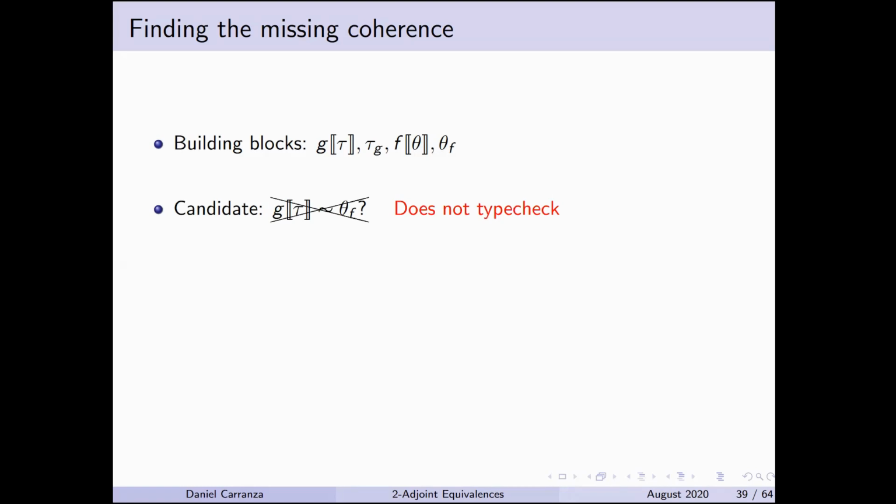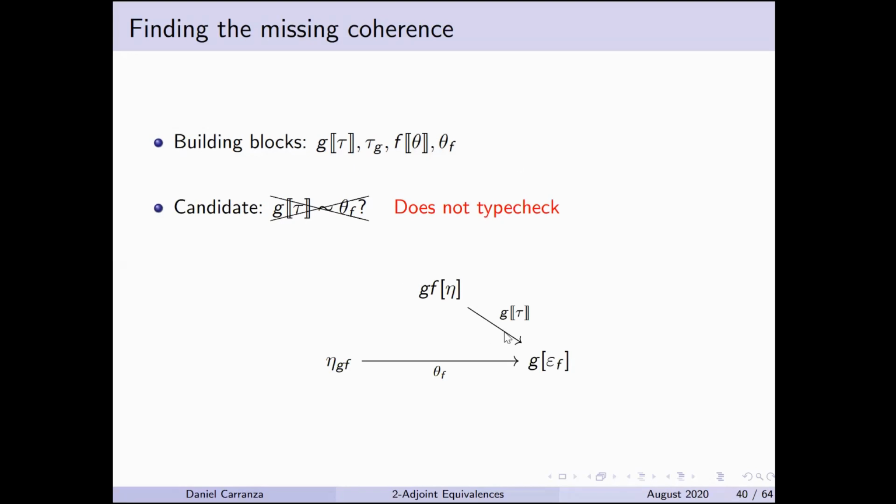Why does it not type check? Well, if we look at the types of g tau and theta f, g tau says that g f eta is homotopic to g epsilon f. But theta f tells us that eta g f is homotopic to g epsilon f. So what we're missing is a path between these two things. If we want a coherence that involves these building blocks, we're going to need an additional path or homotopy between these two objects.